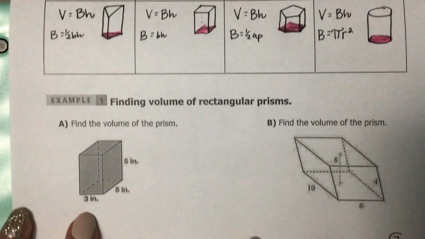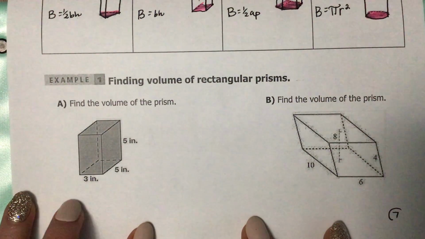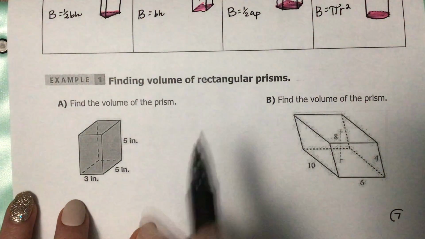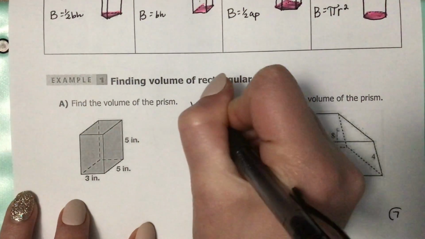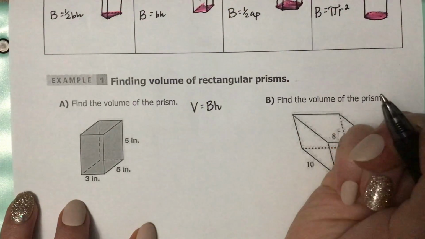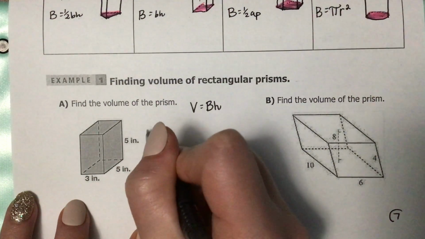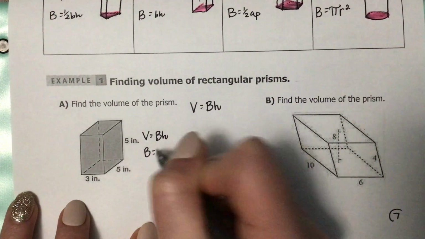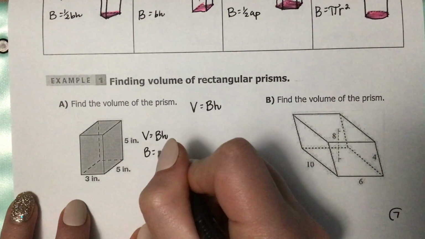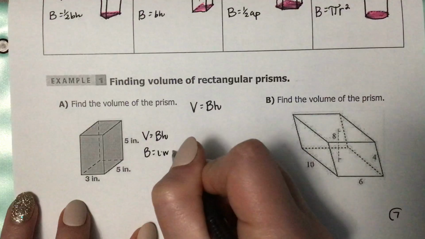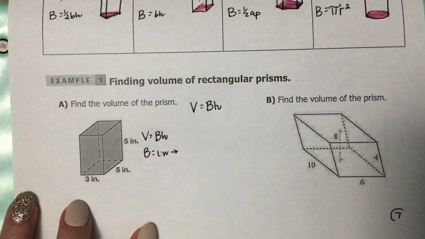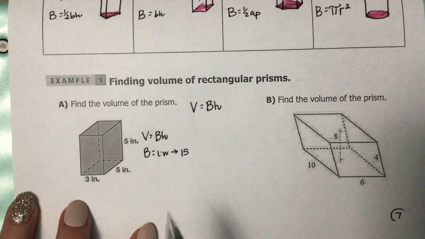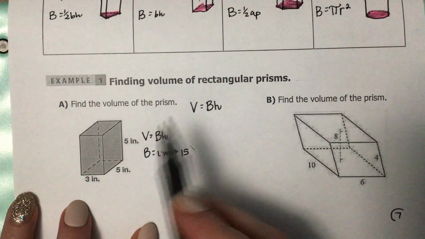We're going to find the volumes of some rectangular prisms. So right here, this is my rectangular prism, and we know that the formula is equal to big B times height. So volume is big B times height, and the base is going to be base times height, or length times width, whatever you want to think. So that is 3 times 5 in this picture, or 15.